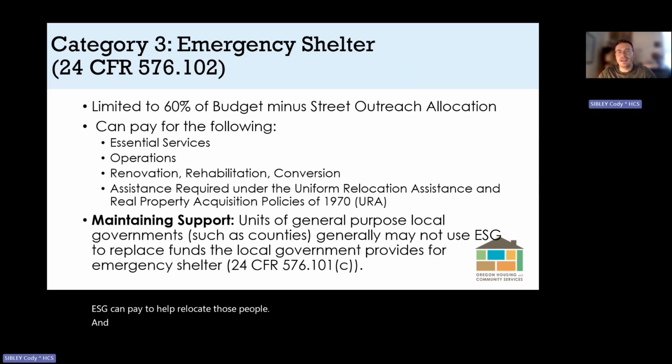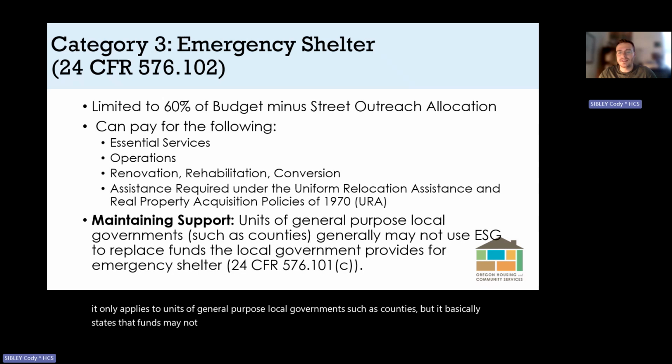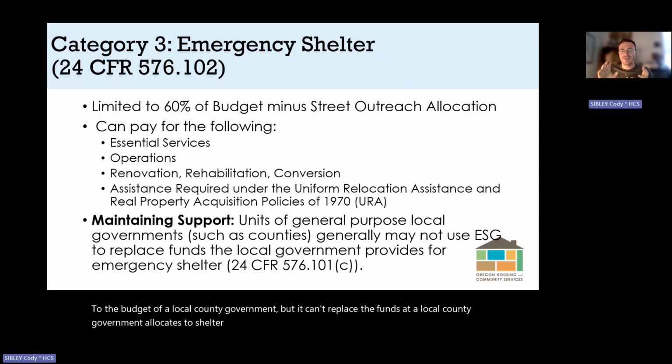And then again, similarly with street outreach, there is a maintaining support section, which again only applies to units of general purpose local governments, such as counties. But it basically states that funds may not be used to replace local government funds that are provided for emergency shelter. So again, this category can add to the budget of a local county government, but it can't replace the funds that a local county government allocates to shelter. So just think it can add, it can't replace, if that helps at all.